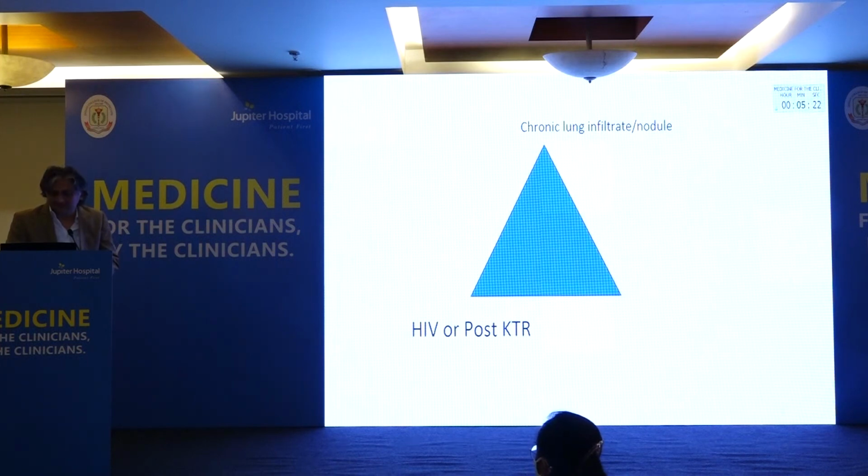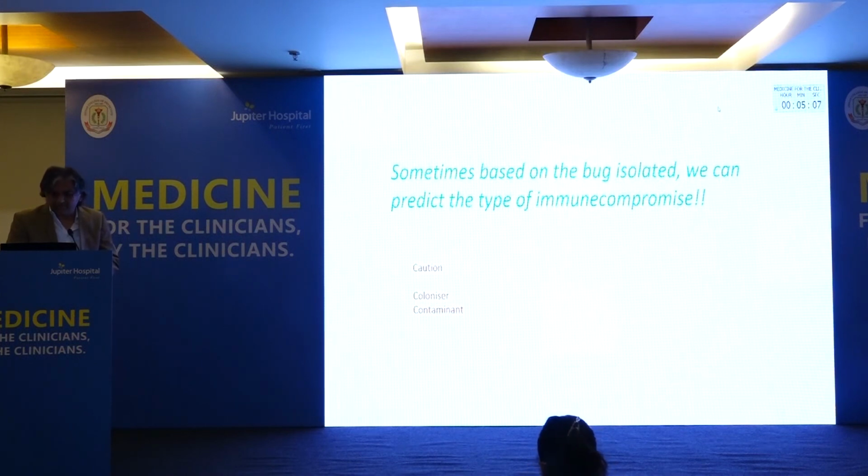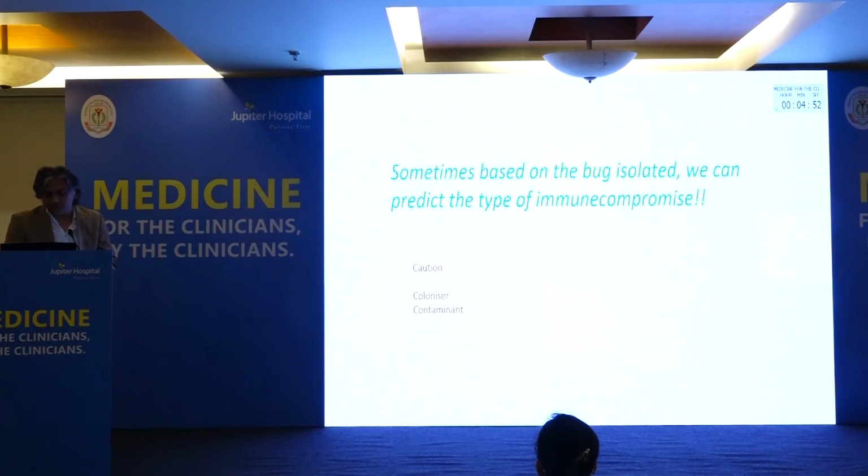Nocardia, nocardia. Right? So in this situation we can think of nocardia, TB, NTM, that kind of thing. Right? So based on the host and the syndrome, one can often predict the causative organism, and then sometimes we do the opposite also. So this same triangle we can use in a different way also. So you get a bug and you know the syndrome and you go back and try to say, okay, this might be the immune compromise here. But here, of course, you have to be careful because what you may have isolated may be a colonizer or a contaminant. So you have to use this with caution.